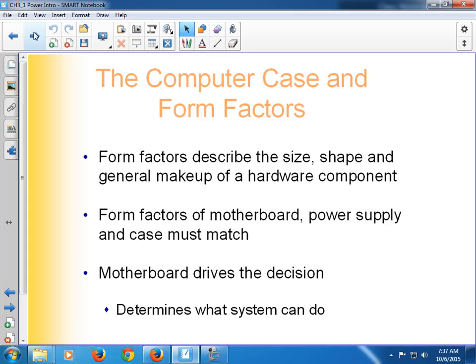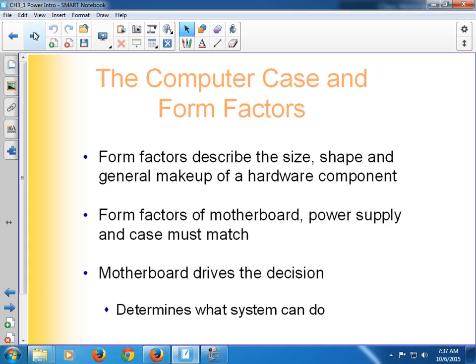Okay. So the form factor of a video card, this is a PCI video card that I'm holding, that's the kind of slot that it fits in, whereas this one is a PCI Express, and I don't have a regular PCI one in my little stack here. There's different form factors for different kinds of hardware components.